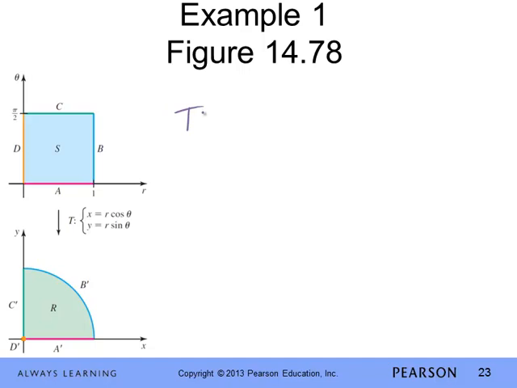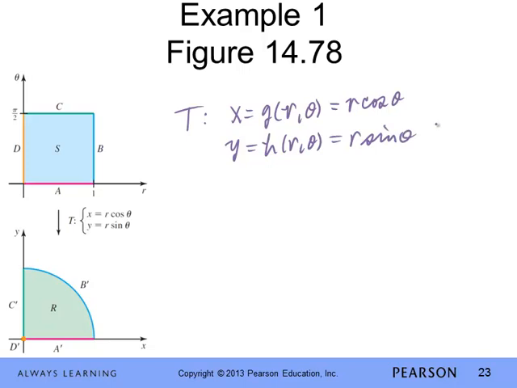Here, our transformation is given by x equal to some function of the variables r and theta, and of course, this is r cosine theta. This is not brand new to us. We've done this many times now. y is given by some function of r and theta, h of r, theta. Of course, that's r sine theta. So if you were thinking we were going into new territory, sorry to tell you, we've been doing this all along.